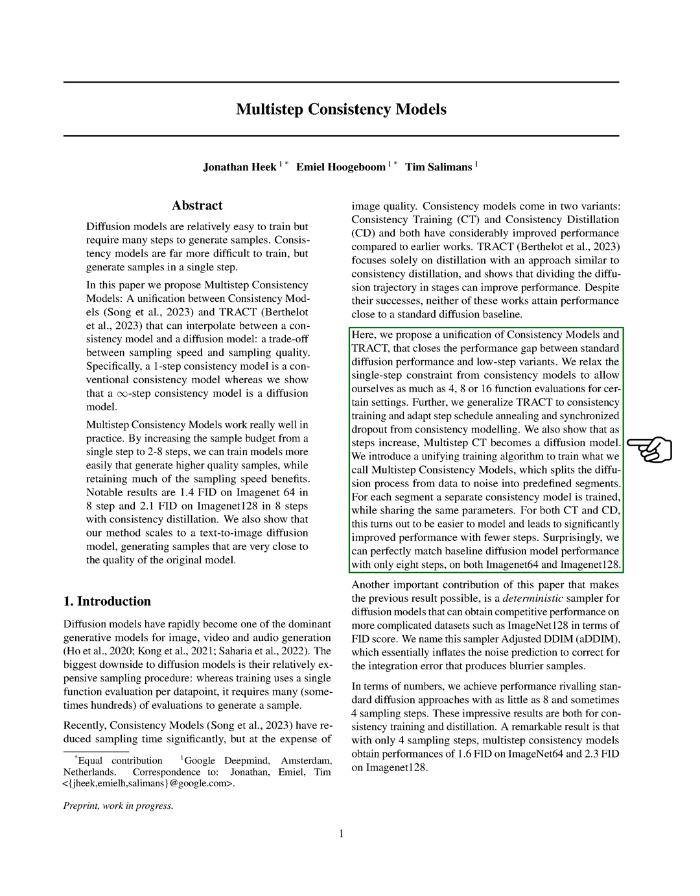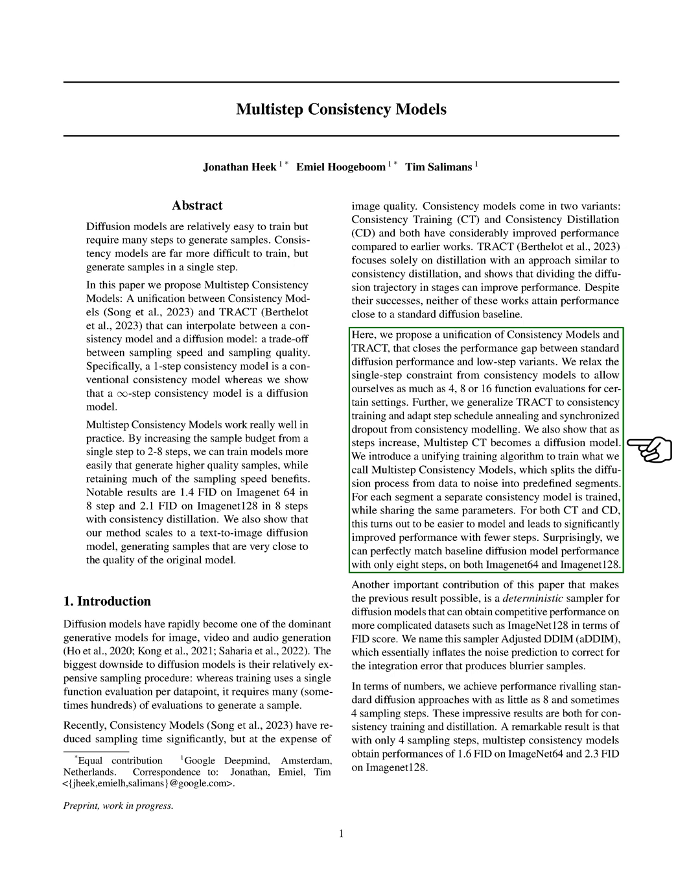To bridge this performance gap, we propose a combination of consistency models and Tract. We relax the single-step constraint in consistency models, allowing up to 4, 8, or 16 function evaluations in certain cases. We extend Tract to consistency training and incorporate step schedule annealing and synchronized dropout from consistency modeling. As the number of steps increases, multi-step CT behaves like a diffusion model.